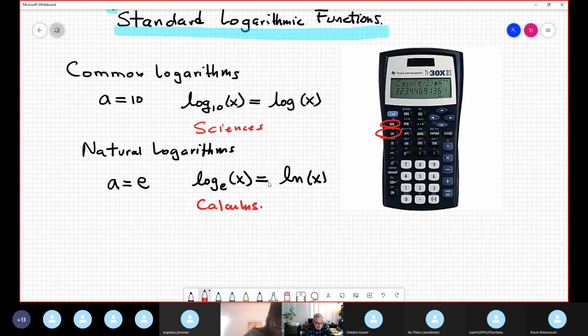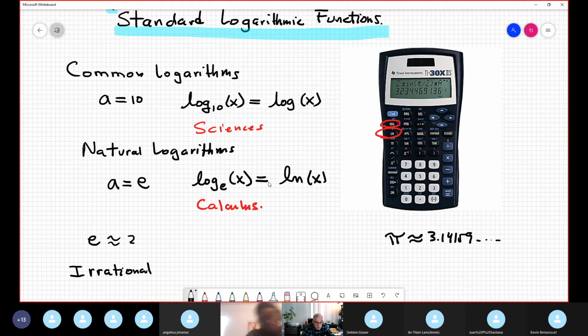Where does this irrational number come from? e is irrational. Like, for example, the very well known pi, which is irrational, is approximately 3.14159, and you have infinite non-repeating decimal digits. e is also irrational, approximately 2.7182818, non-repeating. And the idea of where it comes from is a little bit complicated.